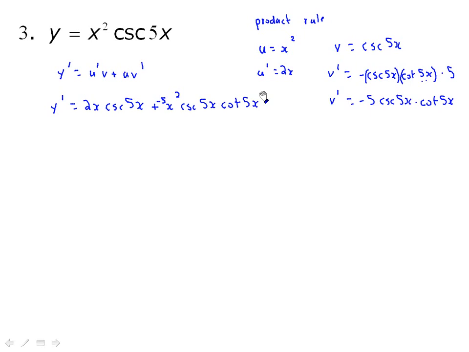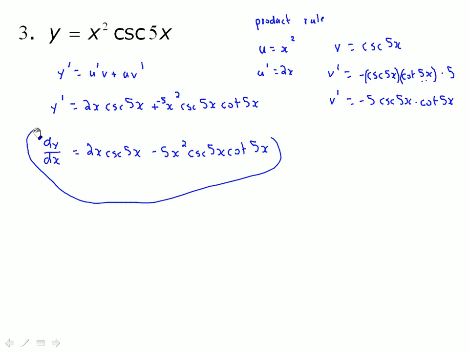And the only thing that I think we can really do with this one now is to deal with that plus a minus. So dy dx is equal to 2x times cosecant 5x minus 5x squared cosecant 5x cotangent 5x. And always take a look, see if you can do anything else. And, of course, the temptation is to take that cosecant and write it as 1 over sine, and cotangent as cos over sine.